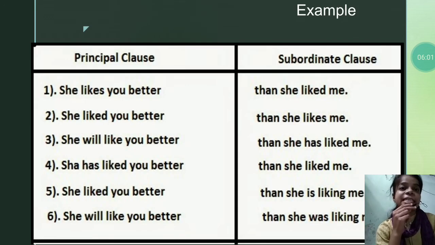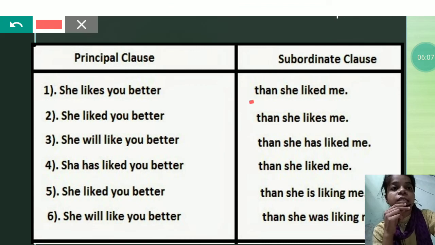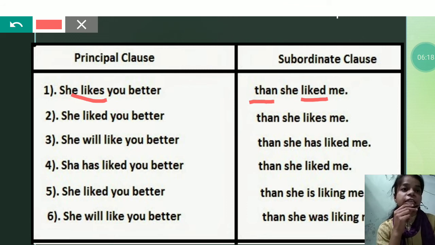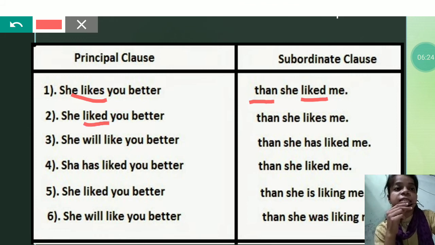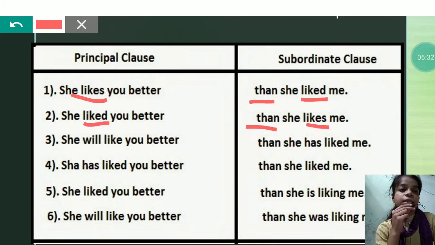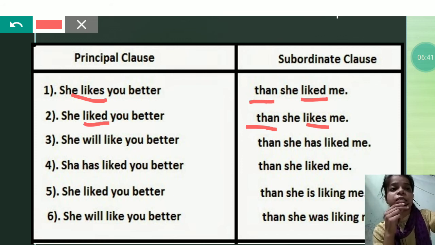For example, she likes you better than she liked me. Here you can see the subordinate clause starts with the word than. So we are using likes, present tense, in the principal clause, but liked, past tense, in the subordinate clause. See the second sentence: she liked you better, past tense, than she likes me, present tense. Again the subordinate clause starts with than, so rule 1 is not followed. You can use any tense in any clause, whatever the situation be.